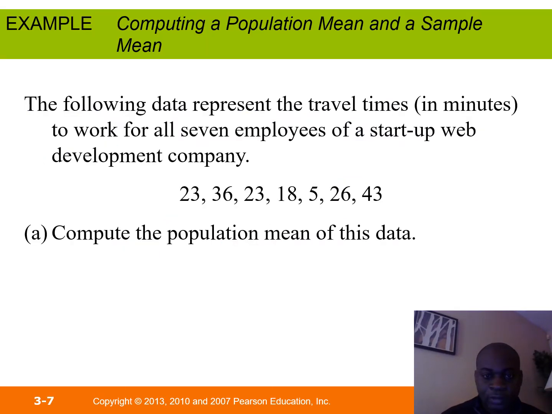Now, let's look at an example. The following data represent the travel times in minutes to work for all 7 employees of a startup web development company. We have 23, 36, 23, 18, 5. Another person travels 26 minutes, and then the last person travels 43 minutes. So we are asked to compute the population mean of this data.